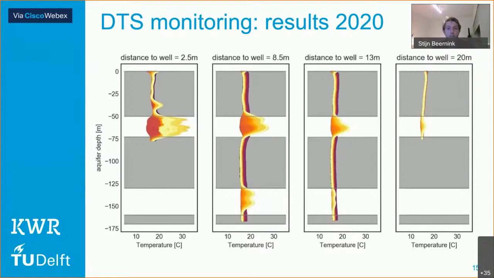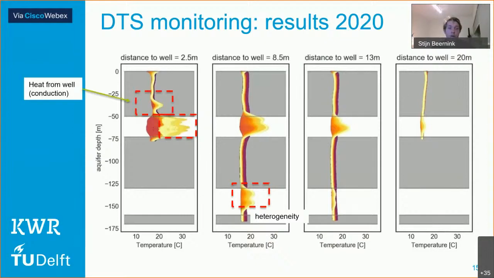What else can we see from this picture? Well, if we, for instance, zoom in on the aquifer part, we can see that the DTS cables very clearly monitor where more permeable layers are in the aquifer. So you can see the heterogeneity of the aquifer.